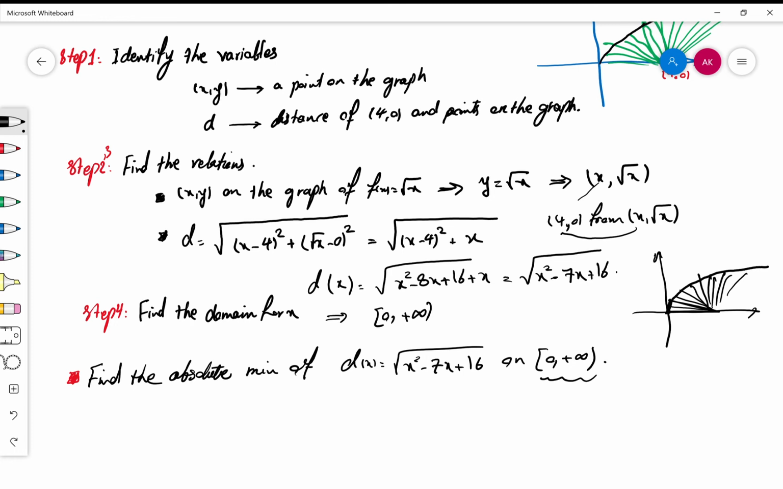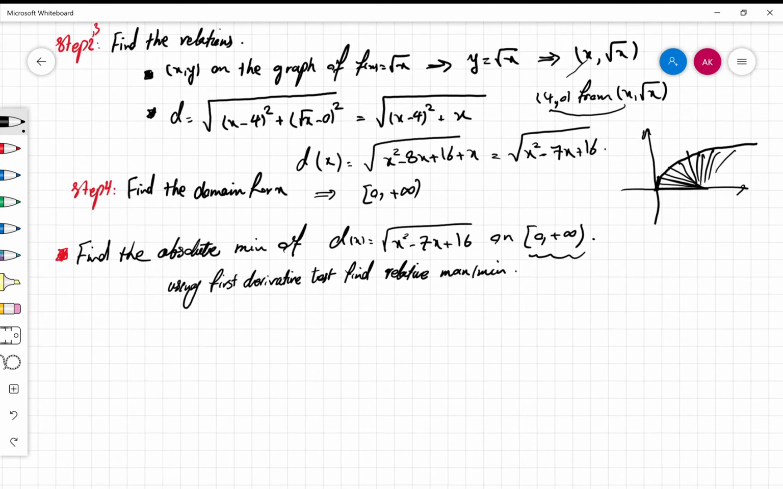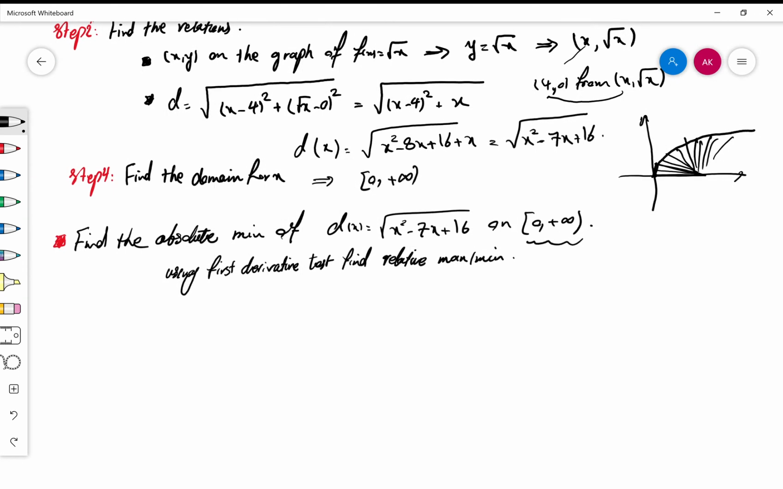So using the first derivative test, find the relative max and min of the function. Okay, so that means that we have to start with critical points.